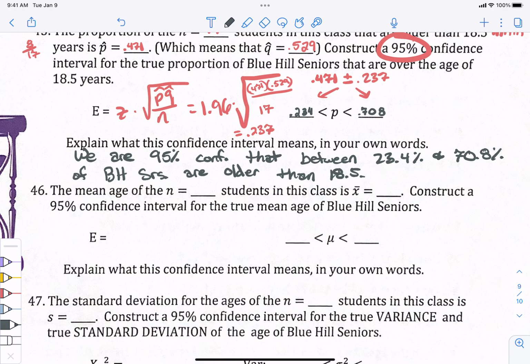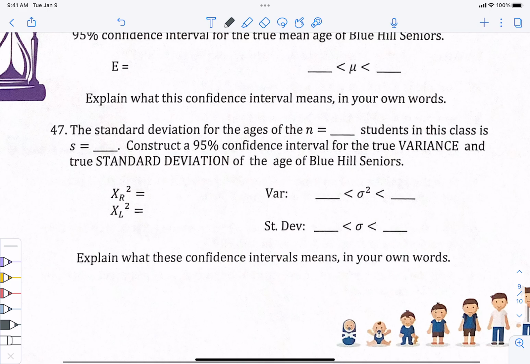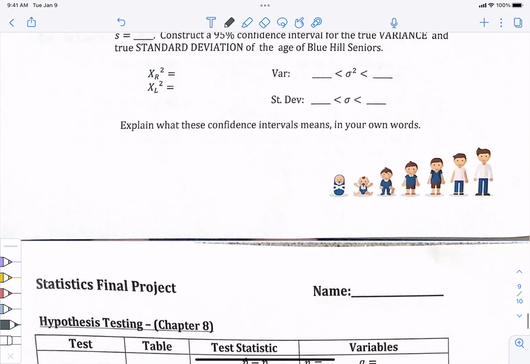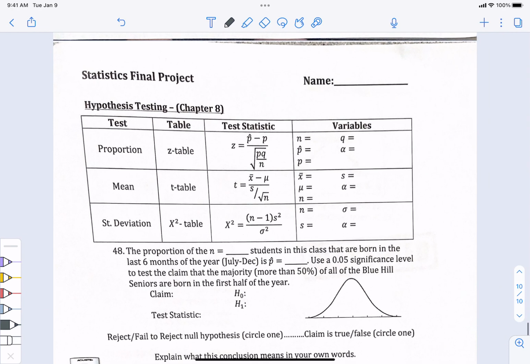Now, that's not a very narrow range. Somewhere between 23 and 70%. That's like, oh, that really narrows it down for us, right? But that's because we didn't survey very many people. Okay, so can you do 46, 47? Those are just mean and standard deviation. Should we go to the back? Yeah, last page.